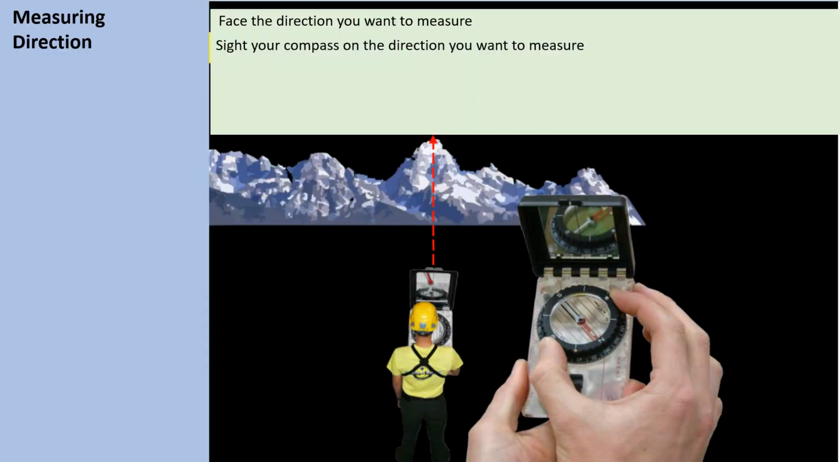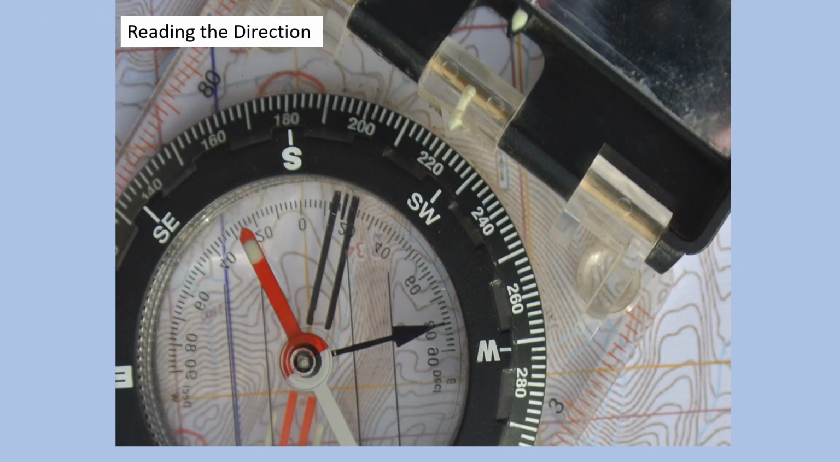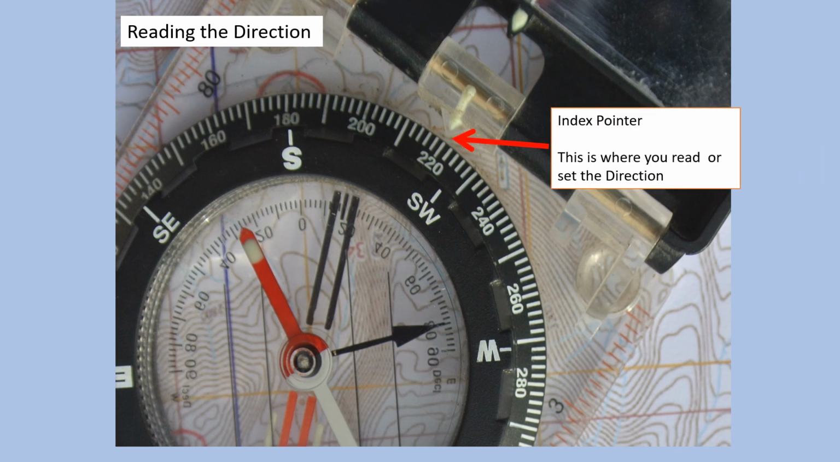To measure a direction with your compass, face the direction you want to measure, sight your compass on the direction, rotate the azimuth ring or bezel, and box the needle. Read the direction at the index pointer. Most field compasses have 2-degree graduations. Remember to read in a clockwise direction. The index pointer is where you read or set a direction.